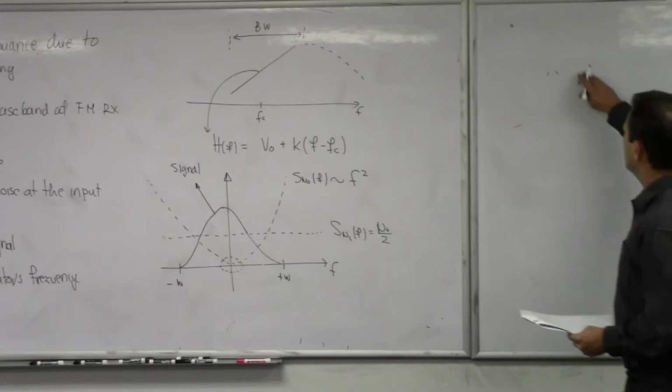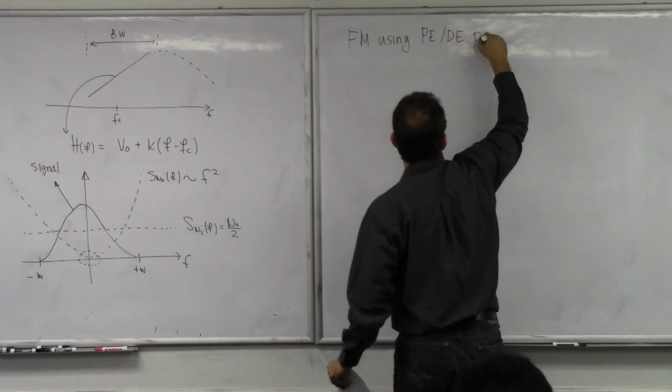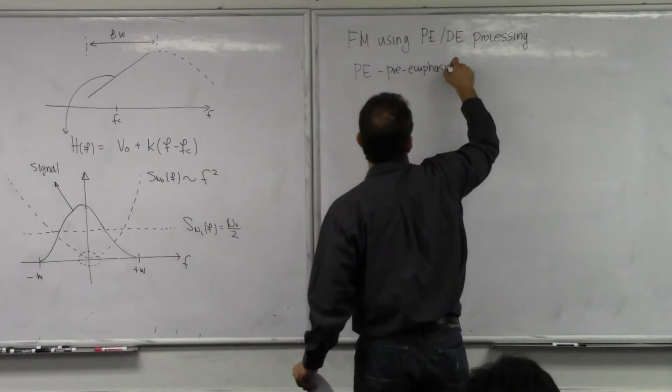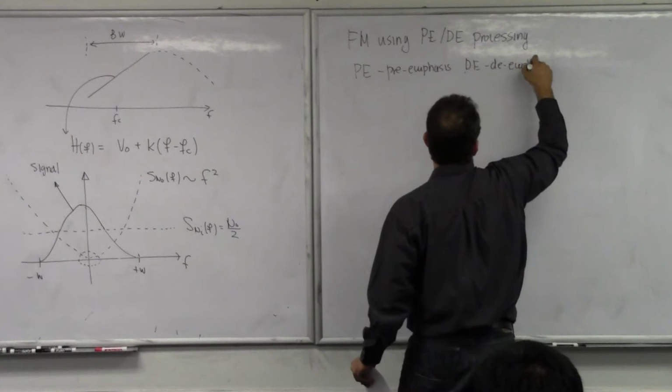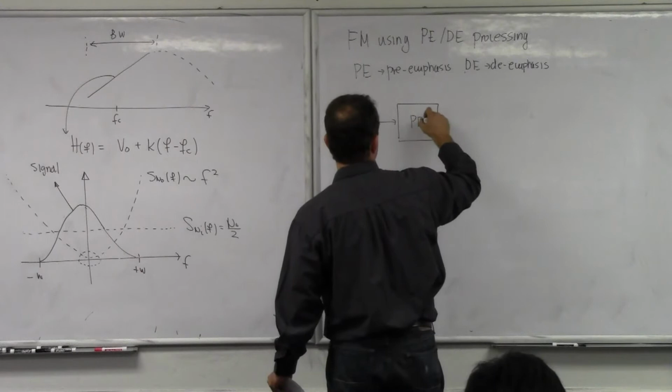So, FM using the PEDE process. This PE stands for pre-emphasis, and DE is de-emphasis. Here's what we're going to do. We're going to insert two blocks. One is going to be PE. Let me actually draw the whole thing and then we'll discuss.